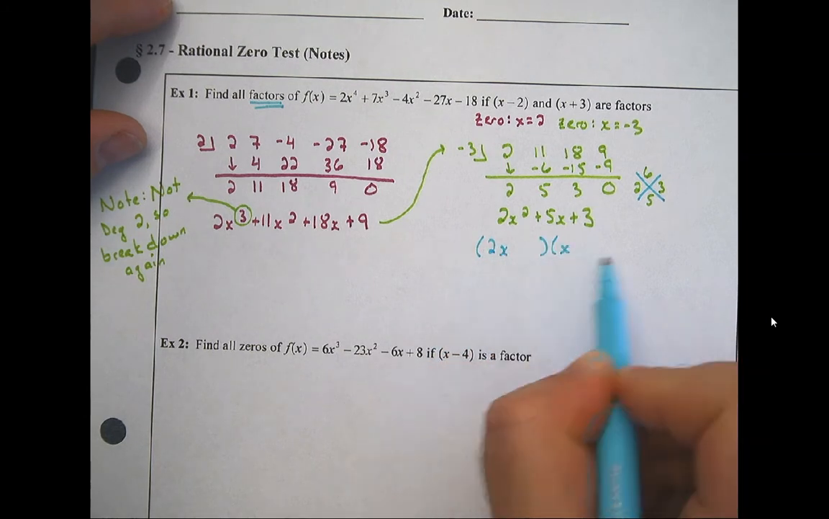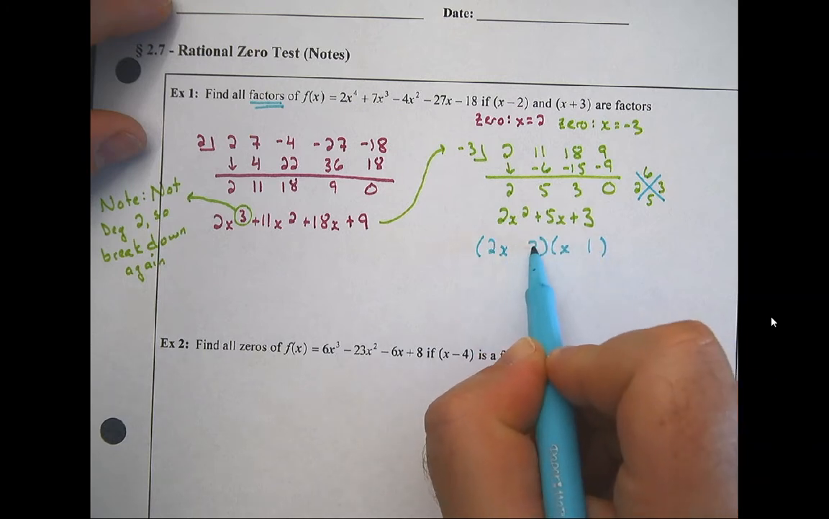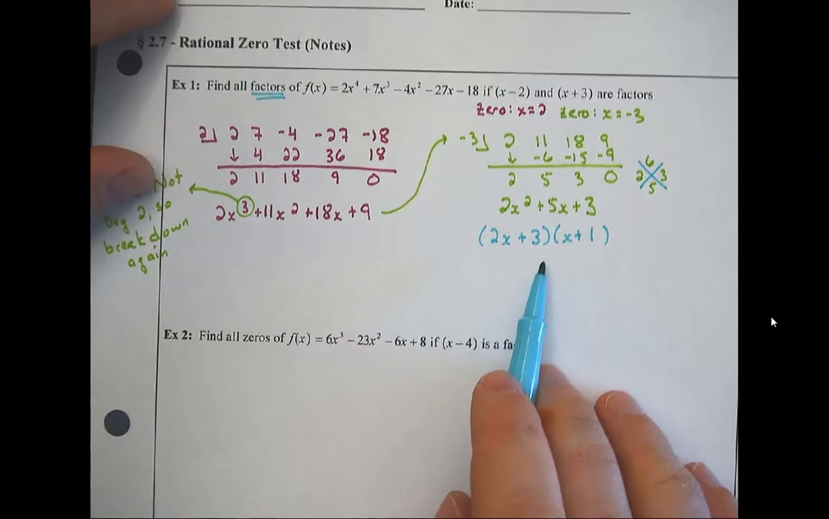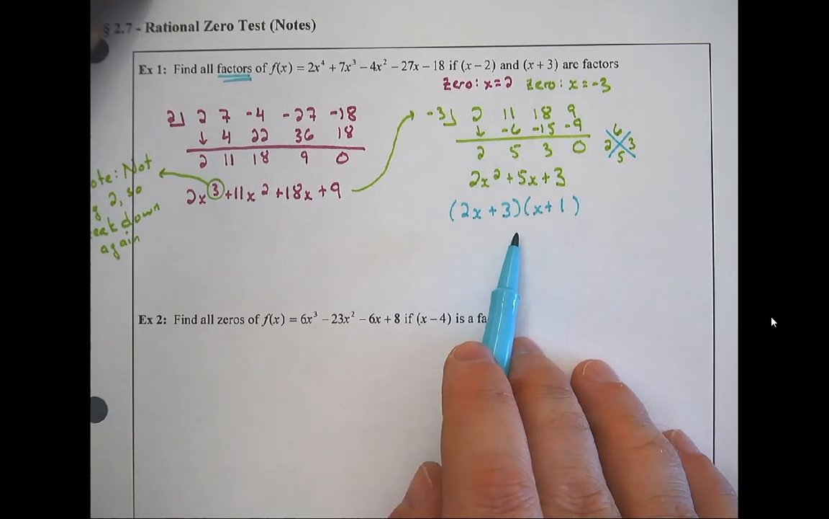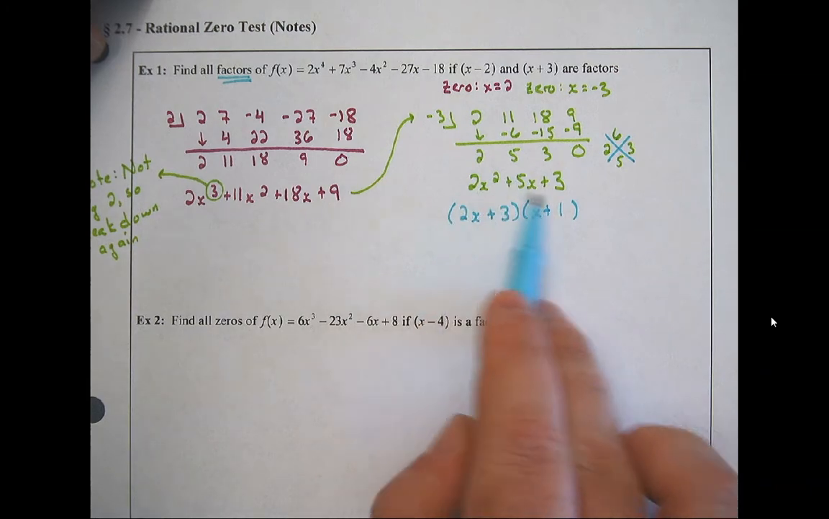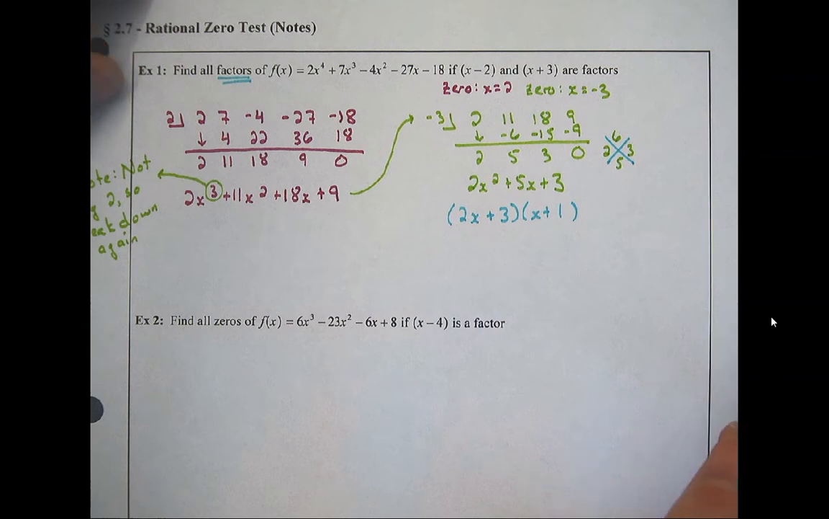So 2 and x, that makes the 2. I need to make a 3, so that has to be a 1. That has to be a 3. They've got to add up. And then remember, every time you factor, quickly distribute and see if you factored it correctly. You should get the expression that you had before. So I would get 2x squared. 2 plus 3 is 5. 3 times 1 is 3. Good, we did it. Now, don't forget, you need to make an actual list of all your answers.